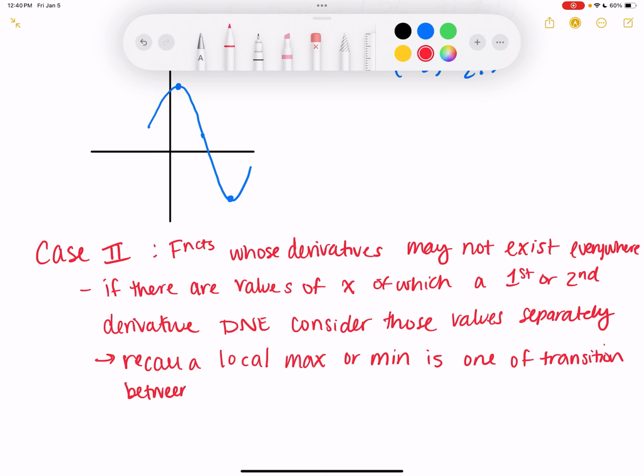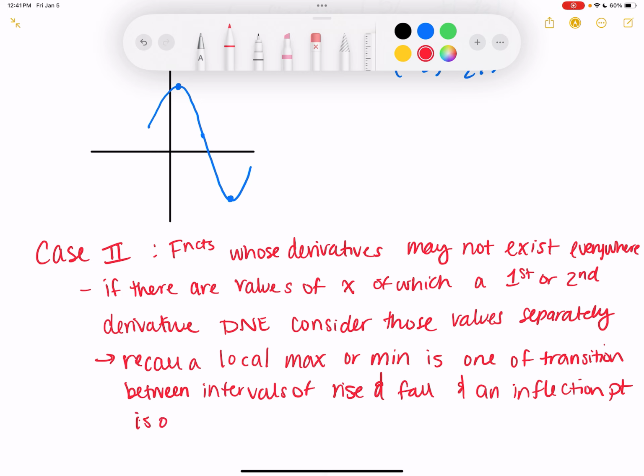A local max or min is one of transition between intervals of rise and fall, and an inflection point is one of transition between intervals of upward and downward concavity.